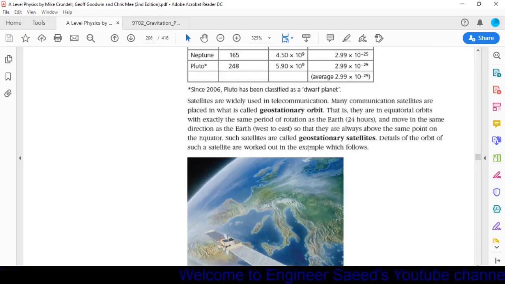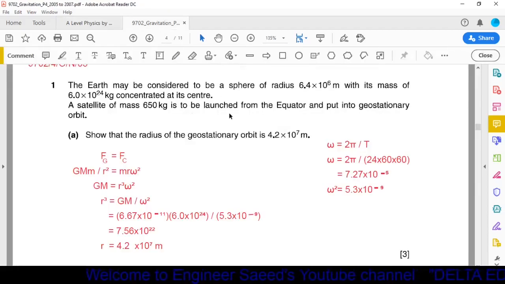And it moves in the same direction as the Earth, west to east, meaning the direction of rotation of the satellite should be the same as the direction of rotation of Earth. The time period of the satellite will be equal to 24 hours because the satellite is in geostationary orbit. So the time period of our satellite is 24 hours, but we have to take the time period in seconds. That's why we have multiplied by 60 × 60. So this 24 × 60 × 60 is the time period in seconds.